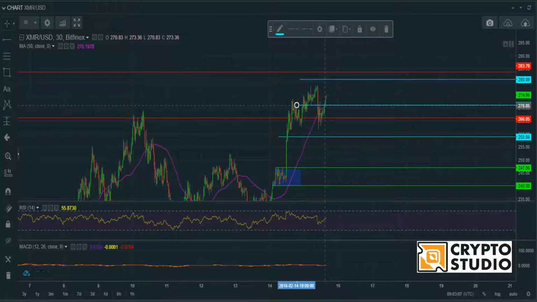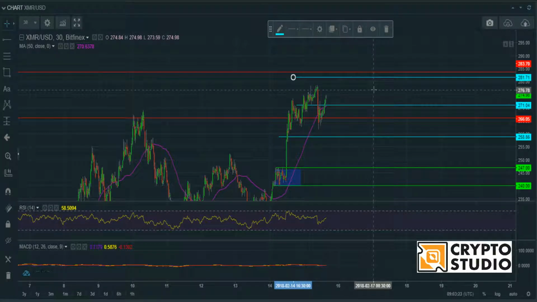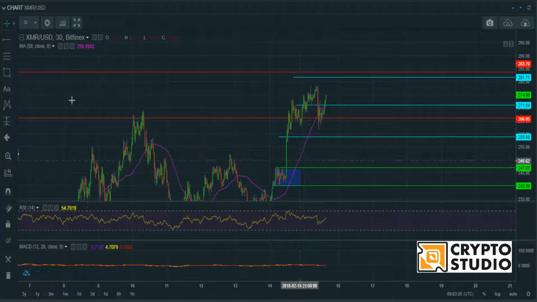So here are my targets. It's going to be target 1, target 2, target 3 at 59, 70, and 81. Let me put this one a little higher just to make it a little bit clearer. All right, so that's what I'm going to be looking for on Monero.